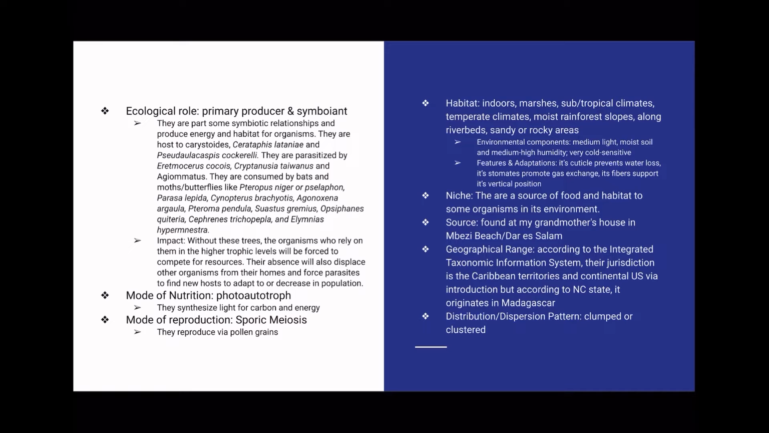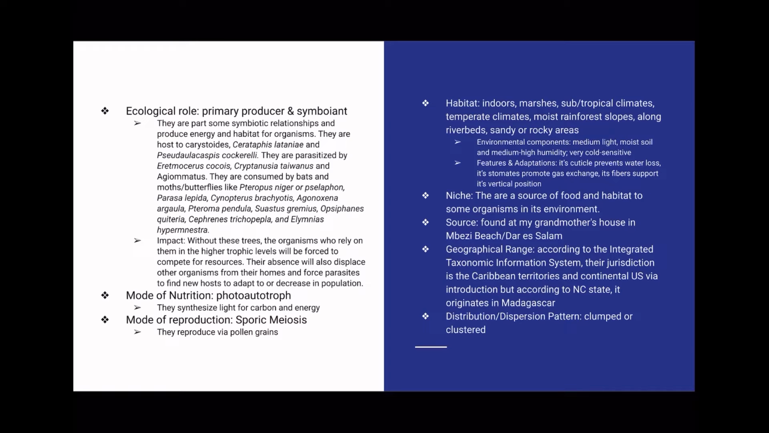The environmental components that help it thrive are medium light, moist soil, medium to high humidity, and they are very cold sensitive. Its cuticles prevent water loss, its stomates promote gas exchange, and its fibers support its vertical position. They are a source of food and habitat to some organisms in its environment, which defines its niche.